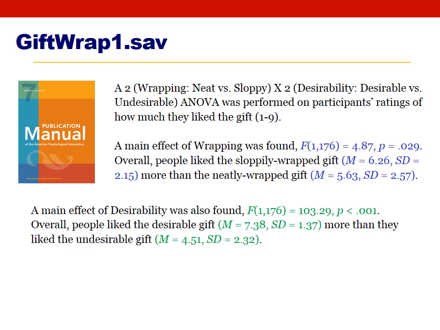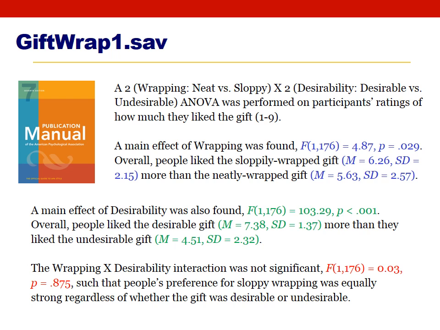The second thing we tested was a main effect of desirability. What we found was that there was a main effect, and overall, people liked the desirable gift better than the undesirable gift. Here again are the F-test results for that main effect, as well as the marginal means and standard deviations for the overall desirable and overall undesirable groups.